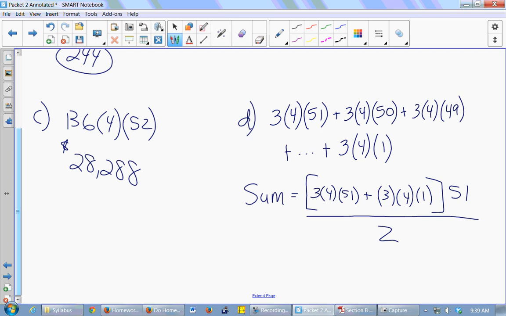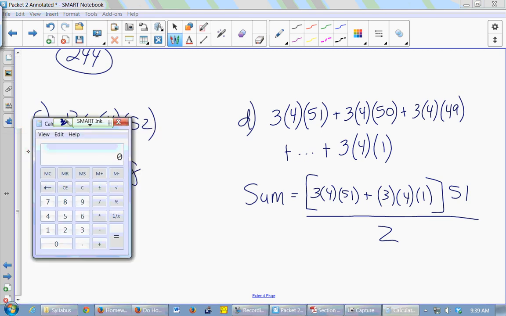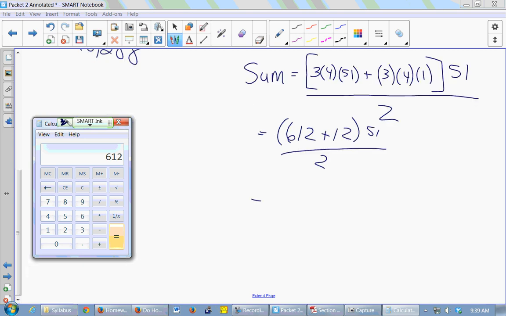All right, so we'll pull up my calculator. 3 times 4 times 51 is 612. 3 times 4 times 1 is 12. Okay, 612 plus 12 times 51 divided by 2 is $15,912.